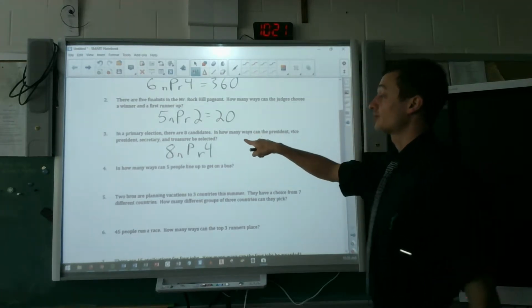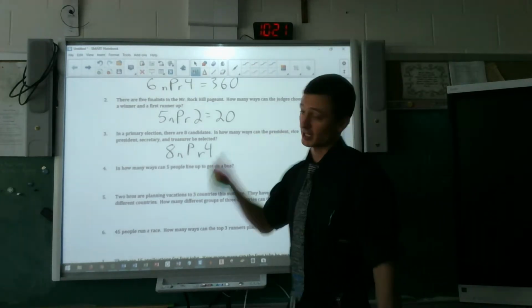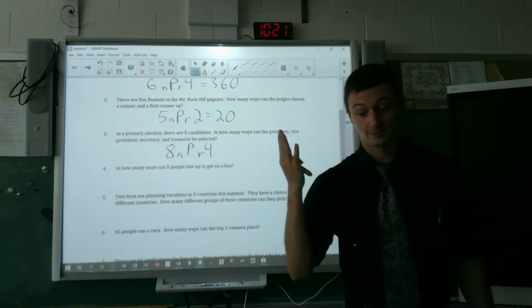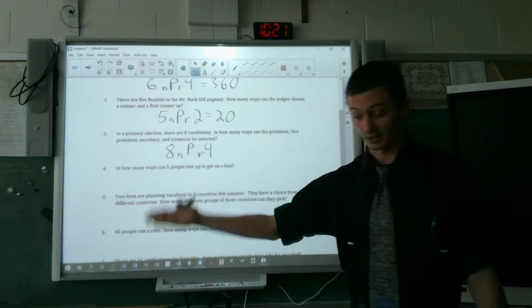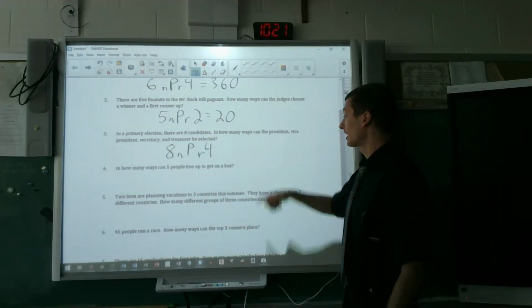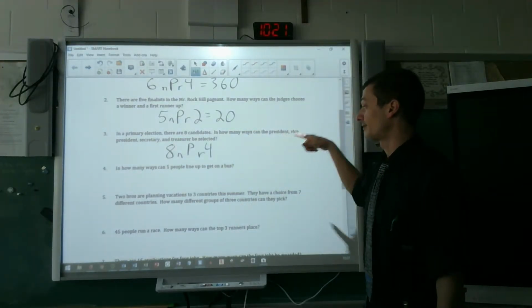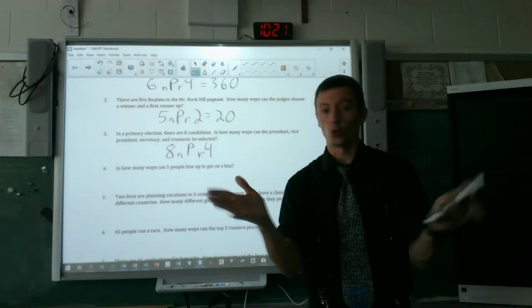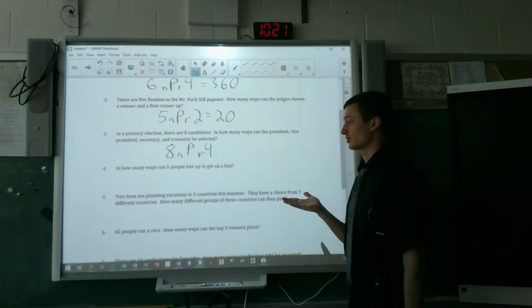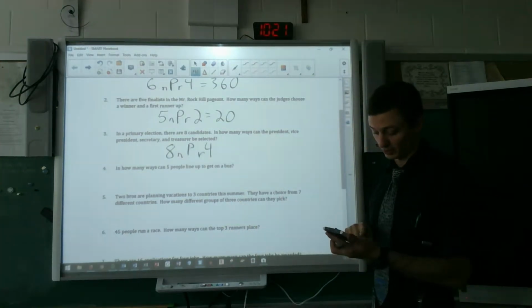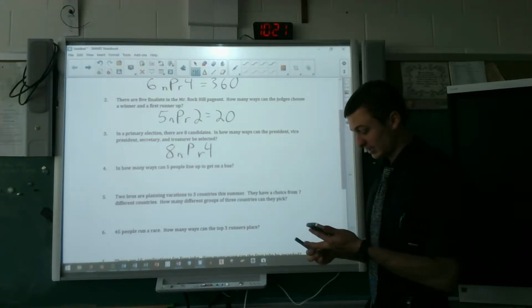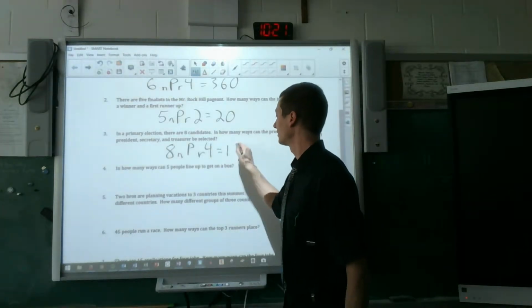So whether the president, vice president, secretary, or treasurer, that's very important, the order matters. Whoever gets president can't get vice president, can't get secretary, can't get treasurer. The order matters in this case as to who gets in what position. So 8 nPr 4 is 1,680.